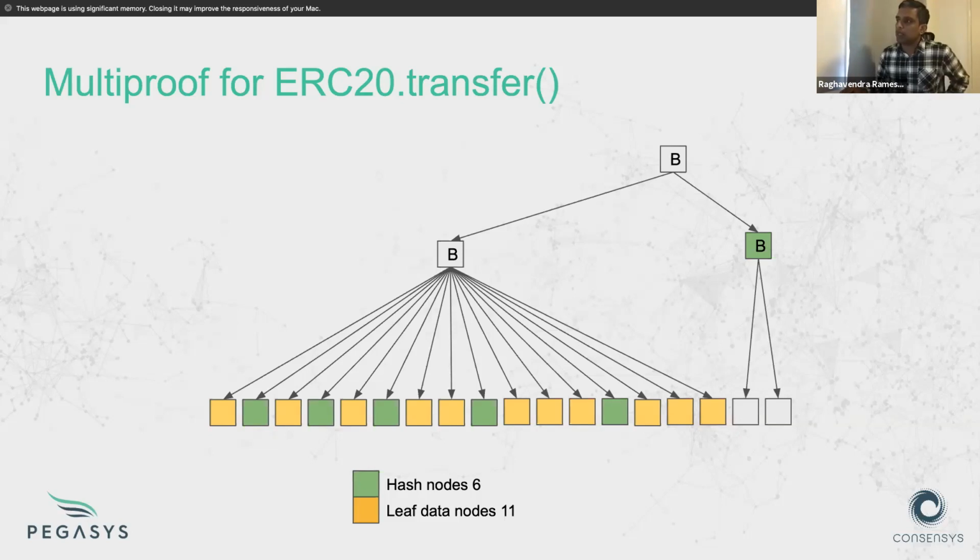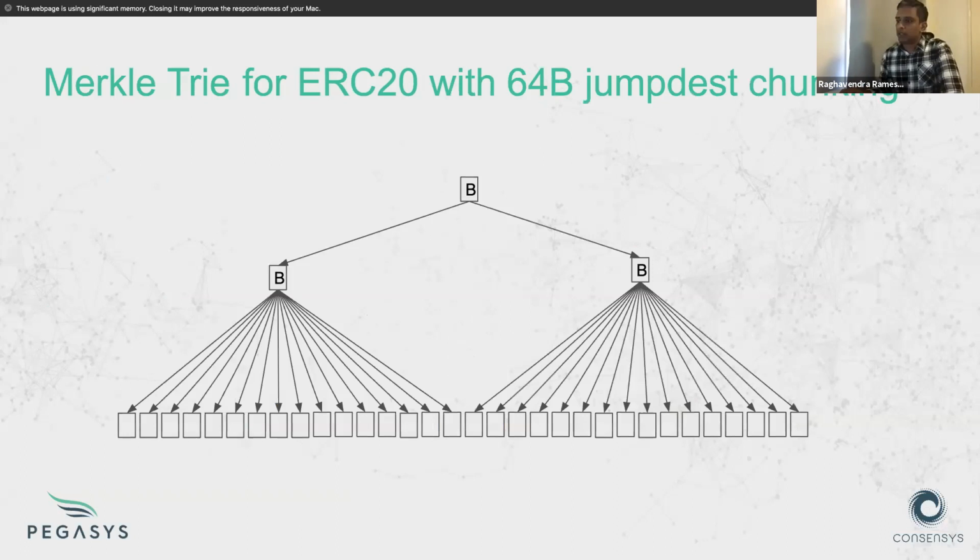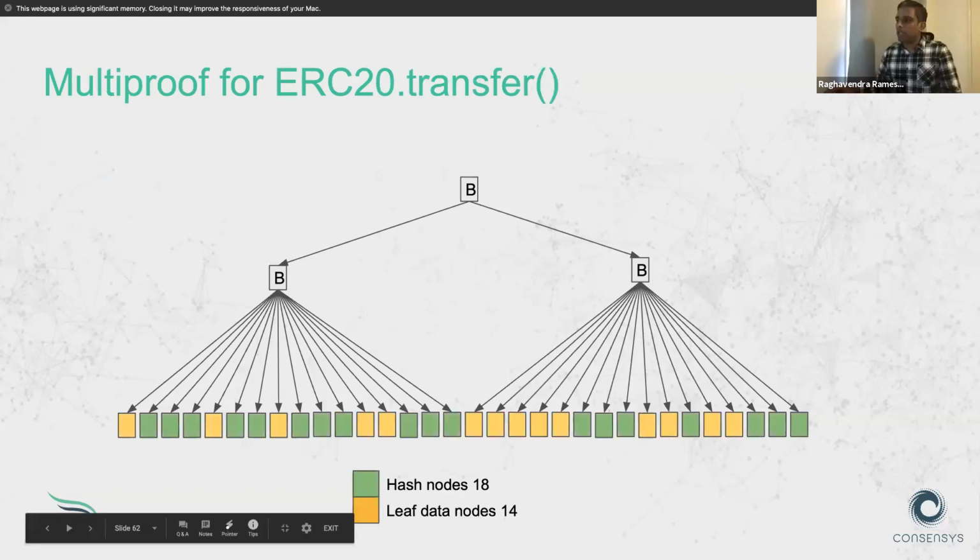Okay, let's look at the scenario where we do the same jump test chunking, but this time we use the threshold of 64 bytes. In this case, we'll have 32 chunks, and the transfer method uses 14 of them. Pictorially, 32 chunks has a very uniform trie structure, and the transfer method leaves us that the sender of this transaction needs to include 14 leaf nodes and 18 hash nodes.